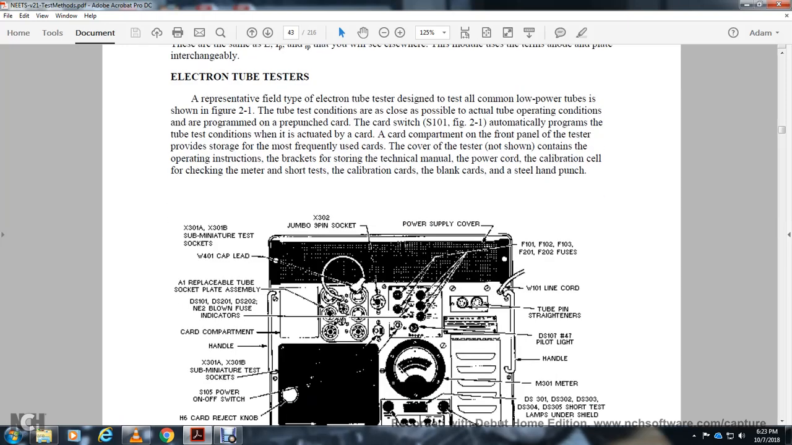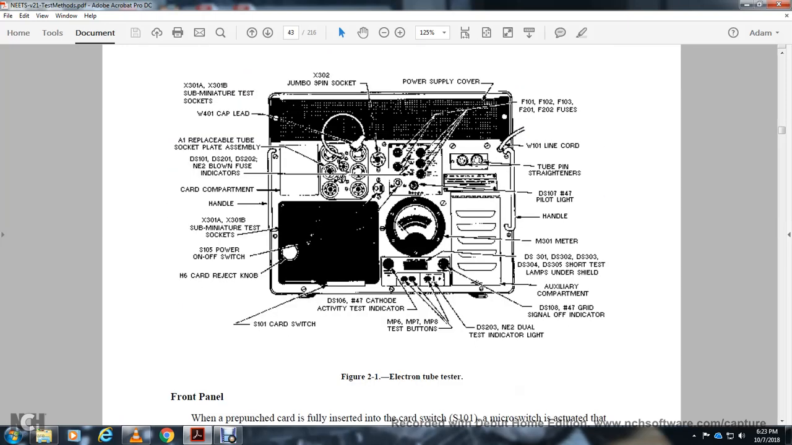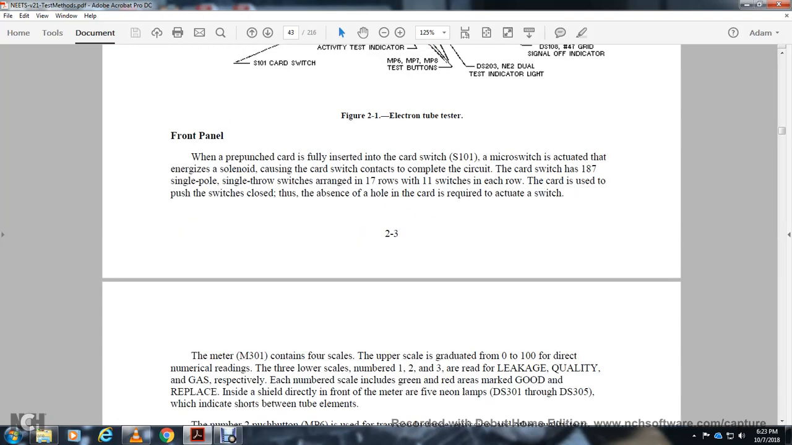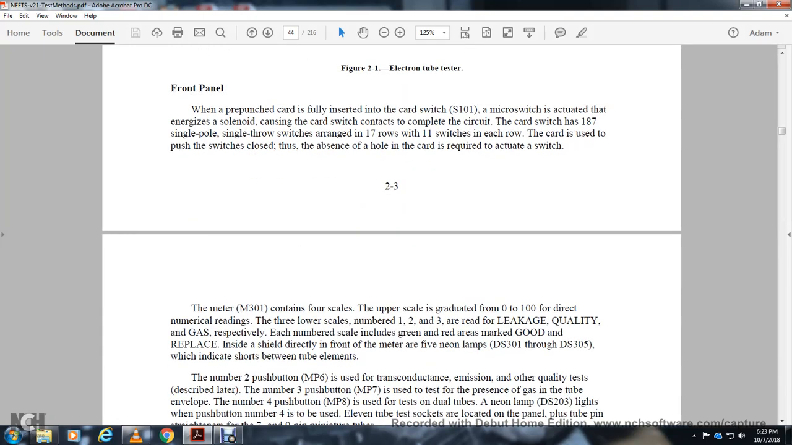Then short tab for the calibration card, with the blank card and hand punch, shown in 2-11, on the electron tube test set front panel. The pre-punched card is fully inserted, and the card switch S101 micro switch actuator energizes the solenoid. The card switch has 1/8 single pole single throw switches arranged in 17 rows of 11 switches. For each row, the switch is closed in the absence of a hole in the card required to actuate the switch.